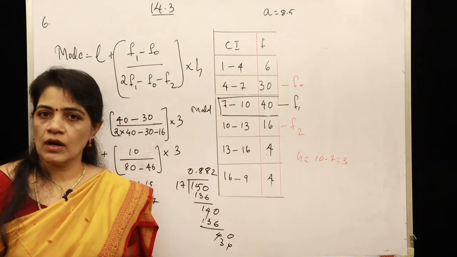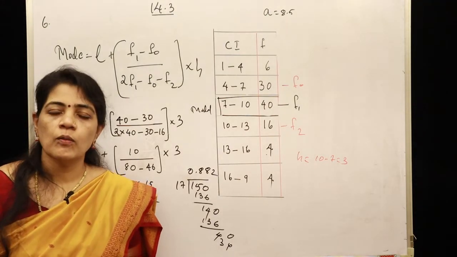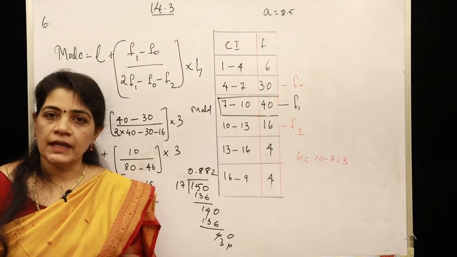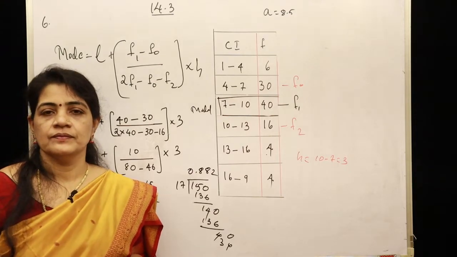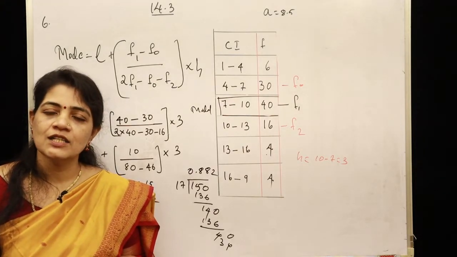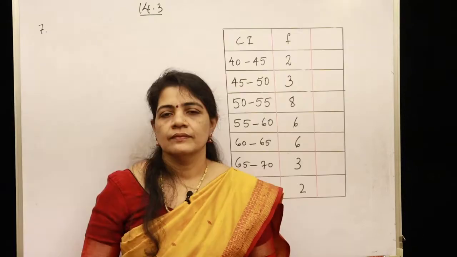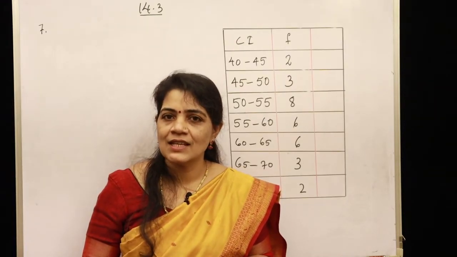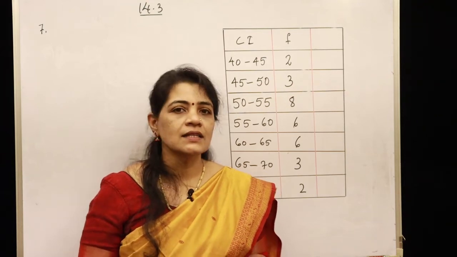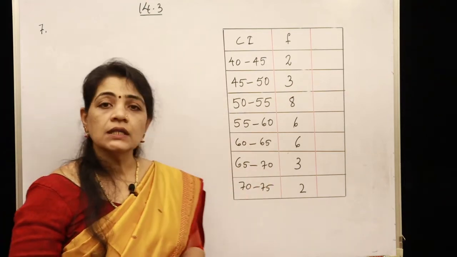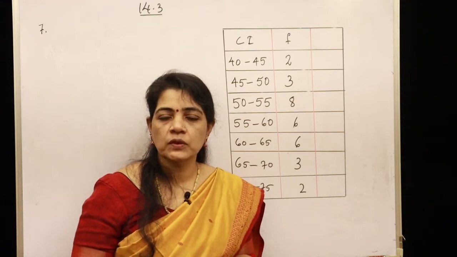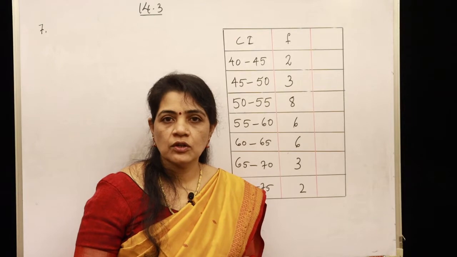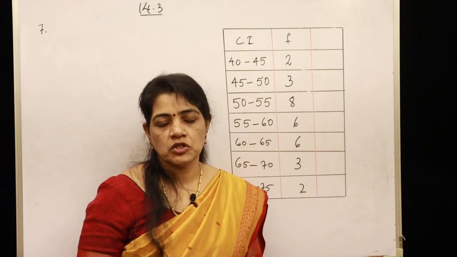Okay, so this is all about this sixth problem. We have seen all the 3 measures of central tendency, that is mean, median and mode. Okay, now we are moving to the last problem of this exercise, that is the 7th question. Here this frequency distribution shows the weight of 30 students of a class. We have to find out the median of the weight of this frequency distribution.